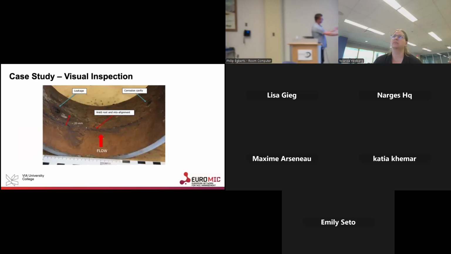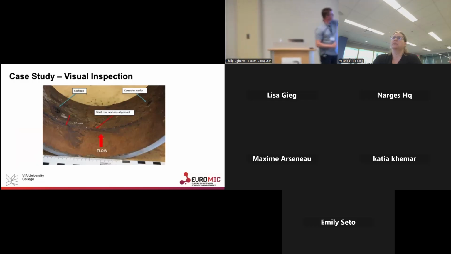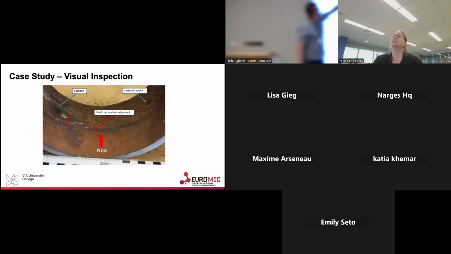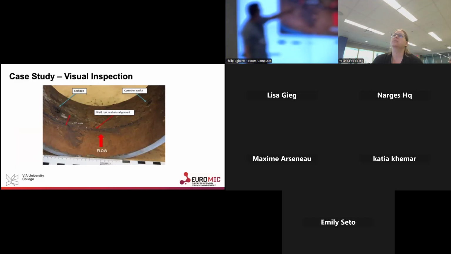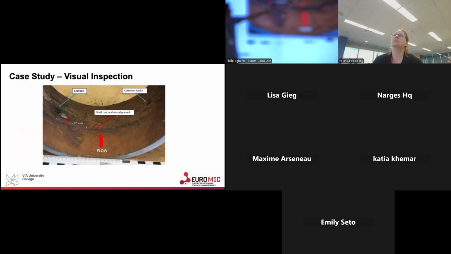So here we're looking at the base. The flow is this way. We have the leak up here. There are some other corrosion cavities, and there is a weld root and misalignment. This is where the weld is. You'll see it in a minute more.